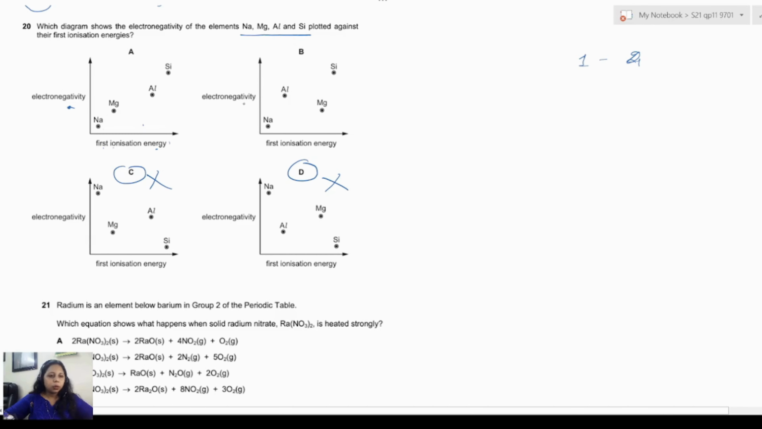Let's see this one. We have sodium and we have aluminium. According to this graph, there is not a uniform increase, but there is some non-uniform one. So B is the correct answer.